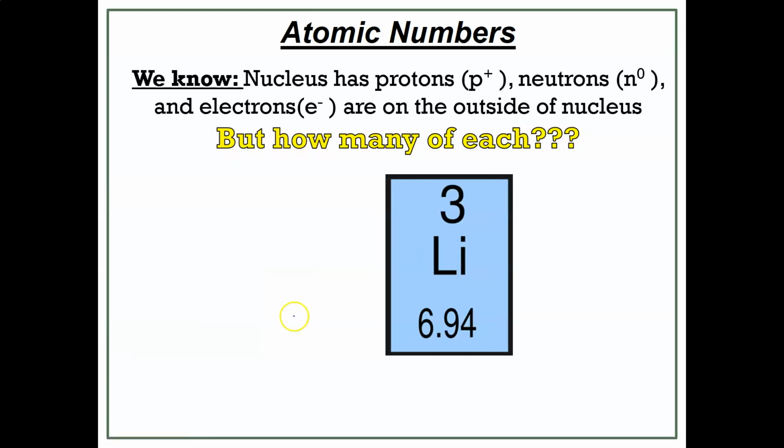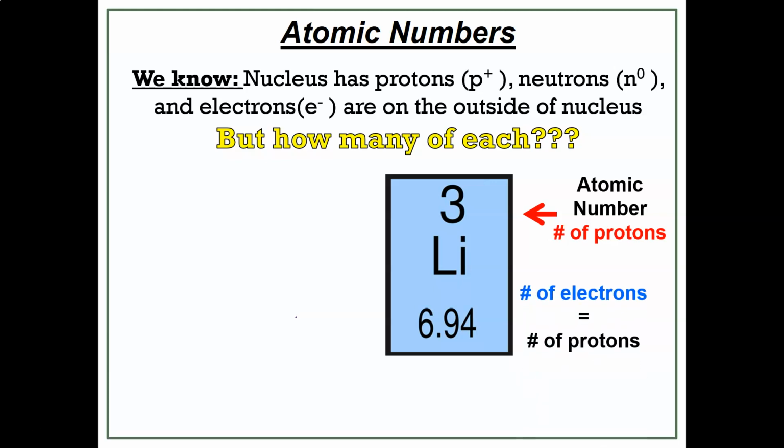So when you look at the periodic table, you'll see little boxes like this. The number at the top is the atomic number. That's the same as the number of protons. The number of electrons under normal circumstances would be the same as the number of protons.